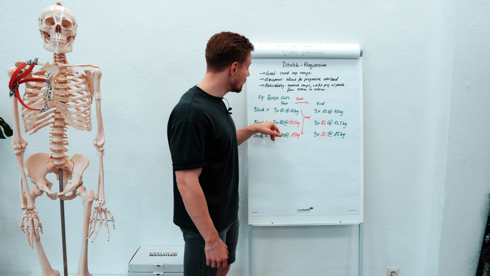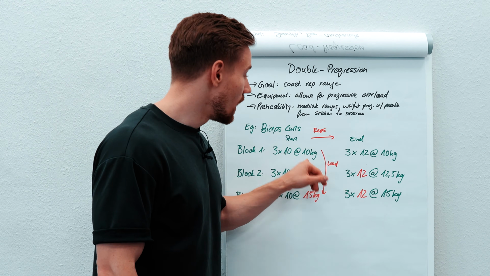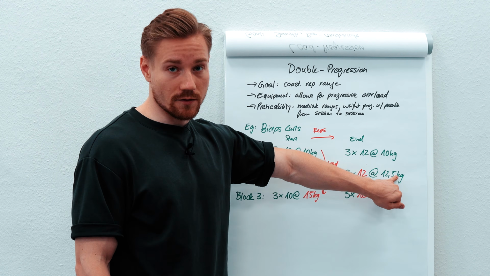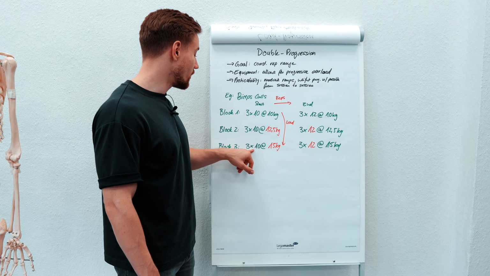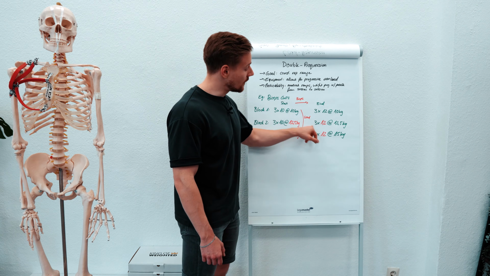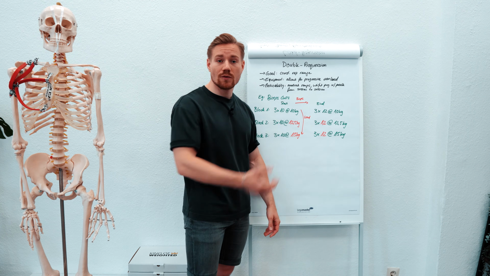And then we're proceeding exactly the same. We're starting with 3 times 10 at 12.5, adding repetitions. We're ending with 3 times 12 at 12.5 kg. We're going back to the original starting point, 3 times 10, and we're adding load. Then we're adding reps again. And this is something you can kind of do forever.